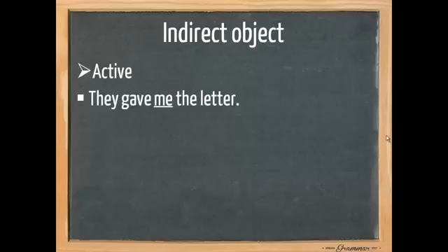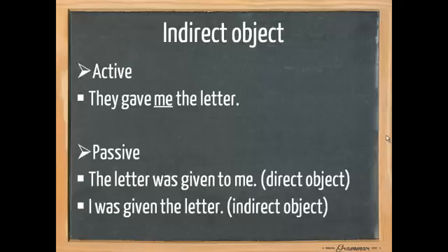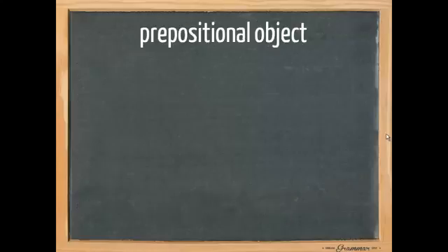So what do you do when you need to change an active sentence into a passive, but it contains both an object, the letter, and me, the indirect object? For the direct object: the letter was given to me. Quite straightforward. But then, for the indirect object: I was given the letter. So please note that the me has changed into I, because you cannot say "me was given the letter". So both options here.